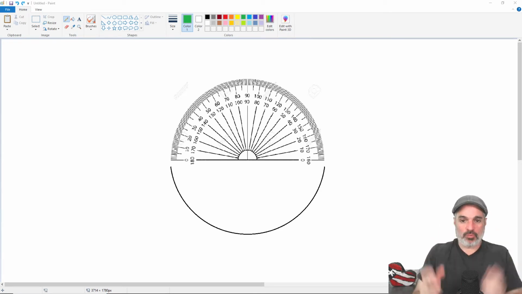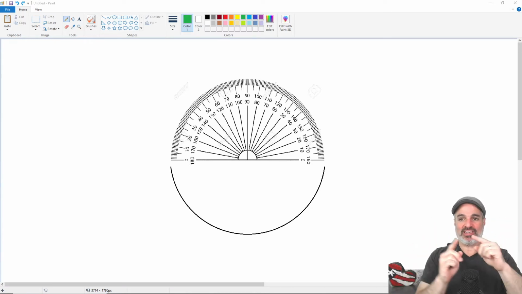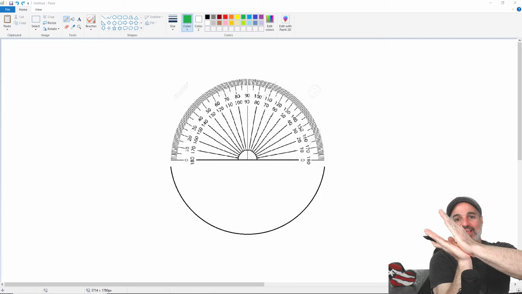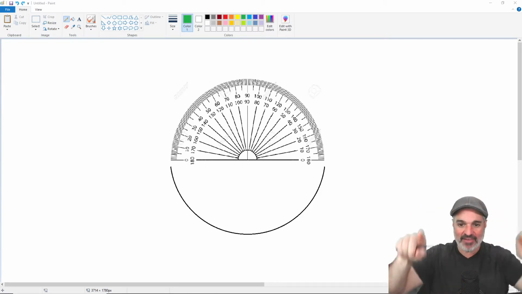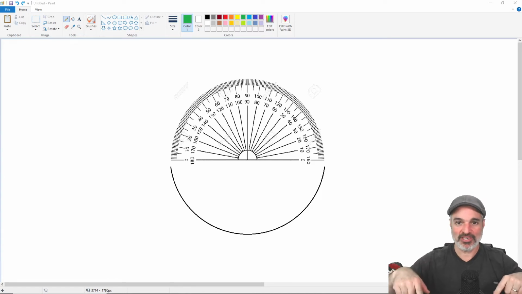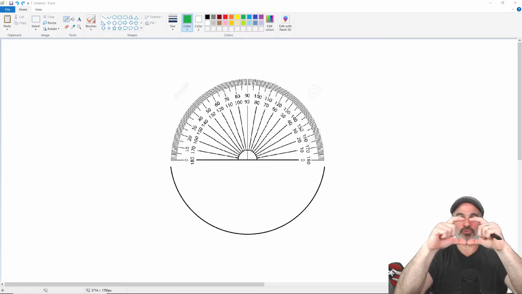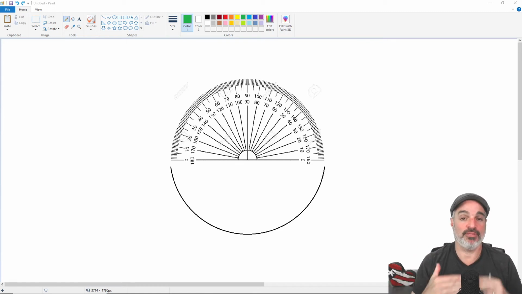And the thing that I want you to remember is that when you measure angles, what you're talking about is the distance between two rays inside of a circle. That's why I have that circle there and the protractor in the middle. You can use two protractors and measure the entire circle. A protractor gives you half a circle, the measurements for half a circle, and those measurements are in the form of degrees.